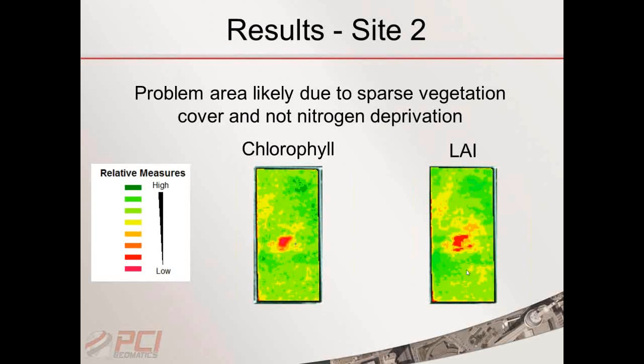As you can see here, when we put these two measures side by side, there is a strong correlation once again between these two. So it's likely due to sparse vegetation as opposed to nitrogen deprivation.